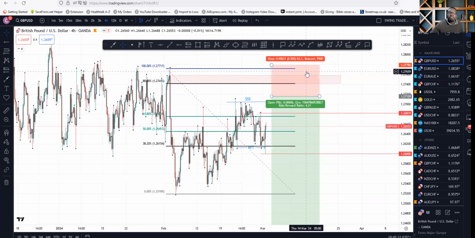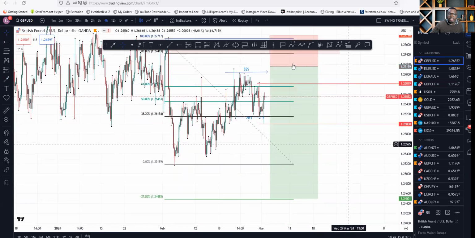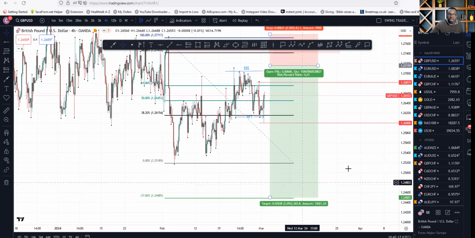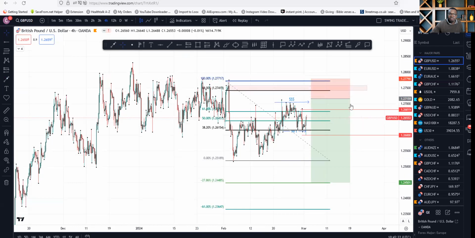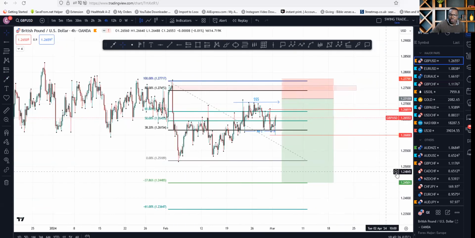And then you have a beautiful 60 pip stop loss or something. And then you have a long 1 to 4 risk to reward, which obviously the market will eventually give you over time throughout the week. So this is what you should be looking for on GU right now.